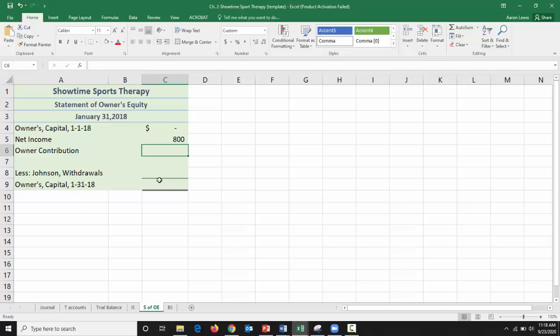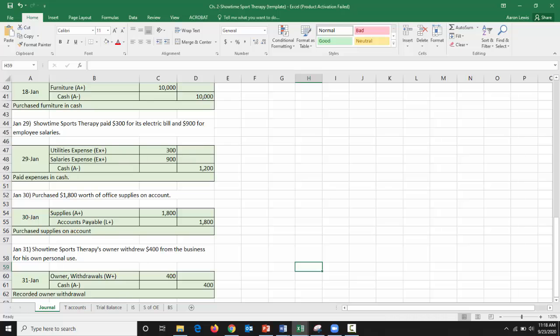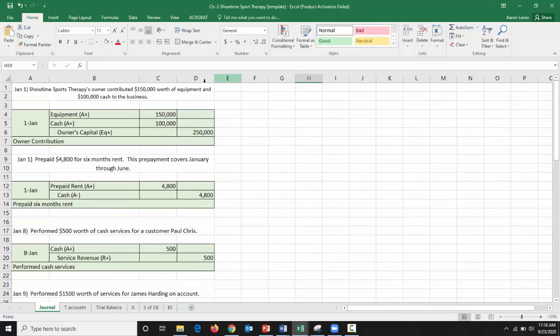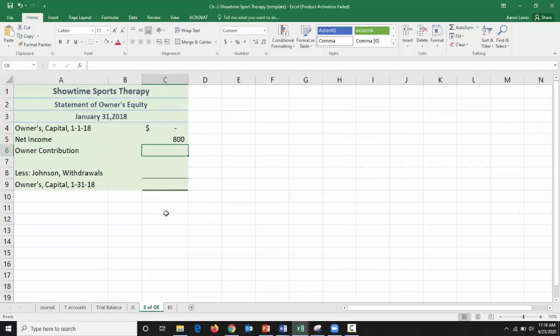The other thing that we're going to add is the amount of money which was contributed by the owners of our company. In our very first journal entry, we can scroll back up, our owner contributed $250,000 worth of stuff to the business, $150,000 in equipment and $100,000 in cash. So on our statement of owner's equity, the owner's contribution was a nice tidy $250,000. And now we're going to add these three numbers together to find our subtotal, and that's going to be $250,800.